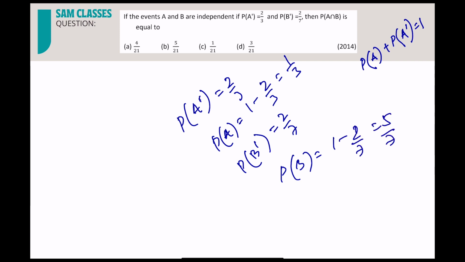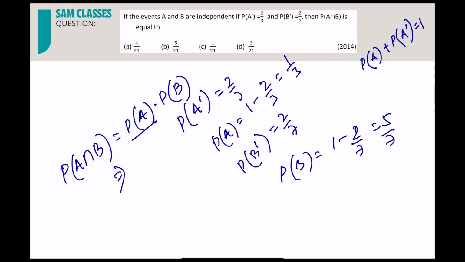So directly, since these are independent events, what can we do? P of B is equal to 1 minus 2 by 7, that is equal to 5 by 7. Since they are independent events, probability of A intersection B will be probability of A into probability of B. Occurrence of one doesn't hamper the other. So probability of A is 1 by 3 and probability of B is 5 by 7. So that is equal to 5 by 21.